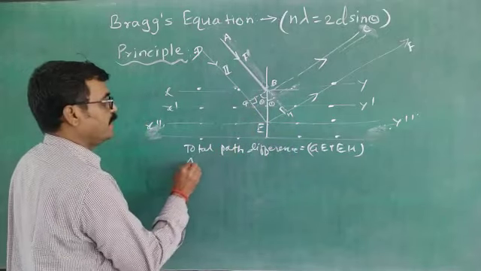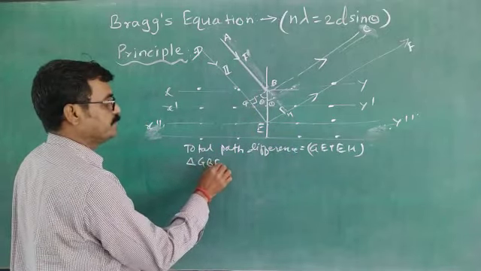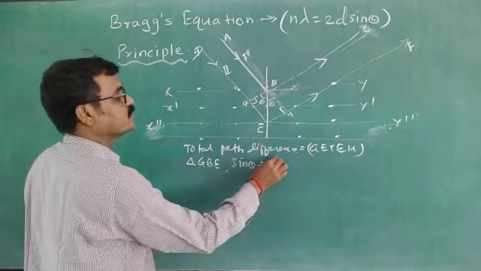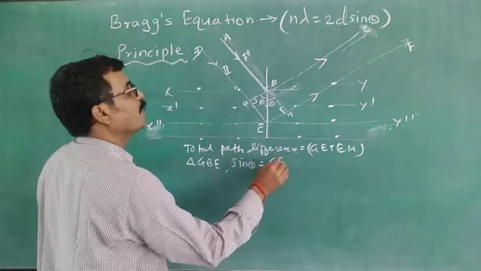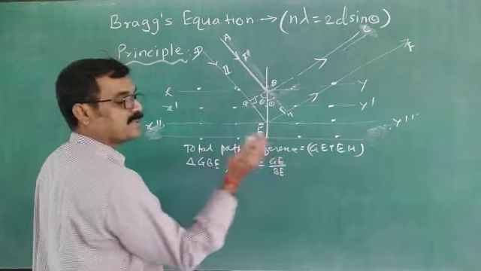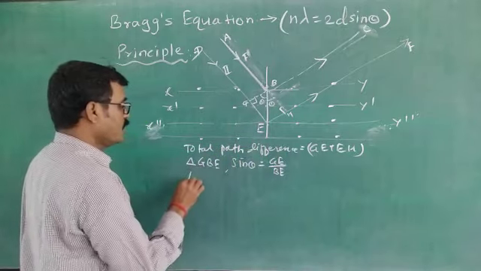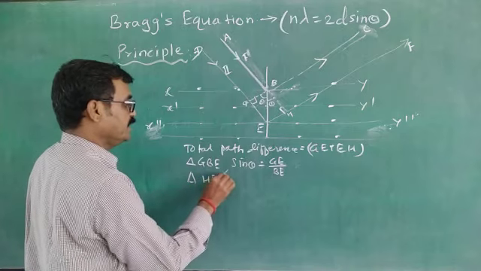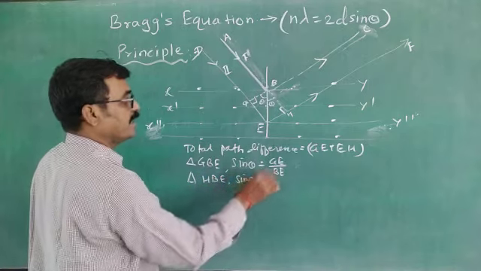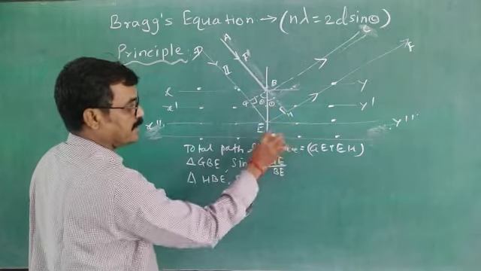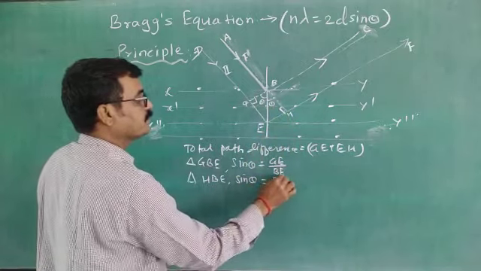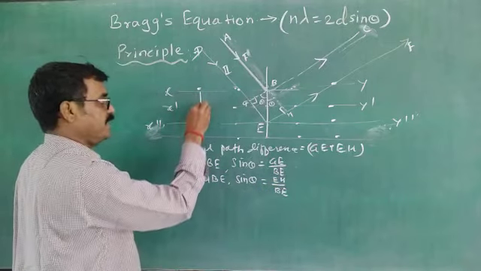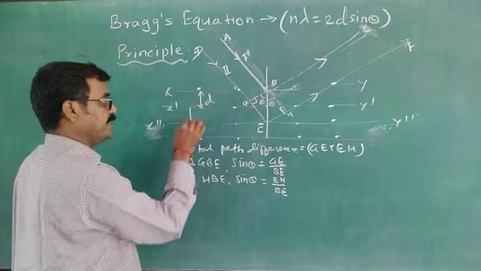Now from triangle GBE, this is theta. What is the value of sine theta? Sine theta equals GE upon BE. Simple trigonometry. Now in the second triangle, triangle HBE, what is the value of sine theta? Again here it is theta. Sine theta equals EH upon BE. But don't forget, the distance between parallel lattice planes is d.